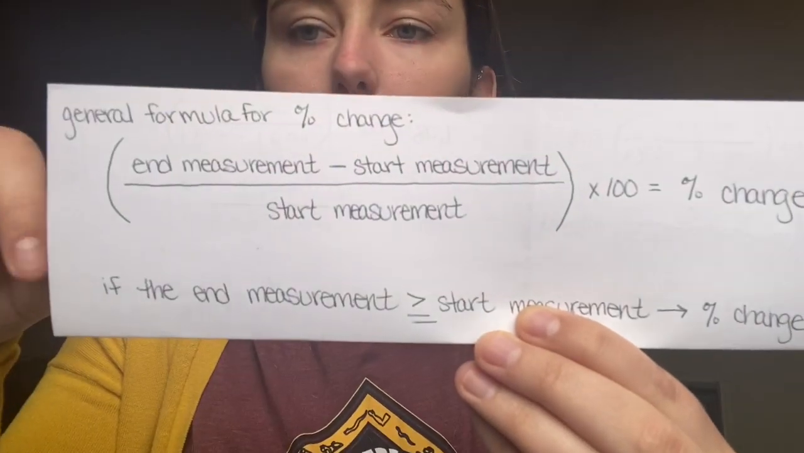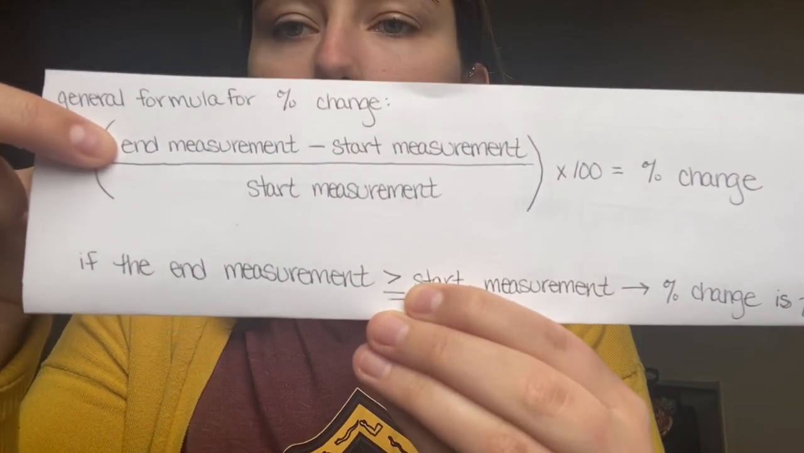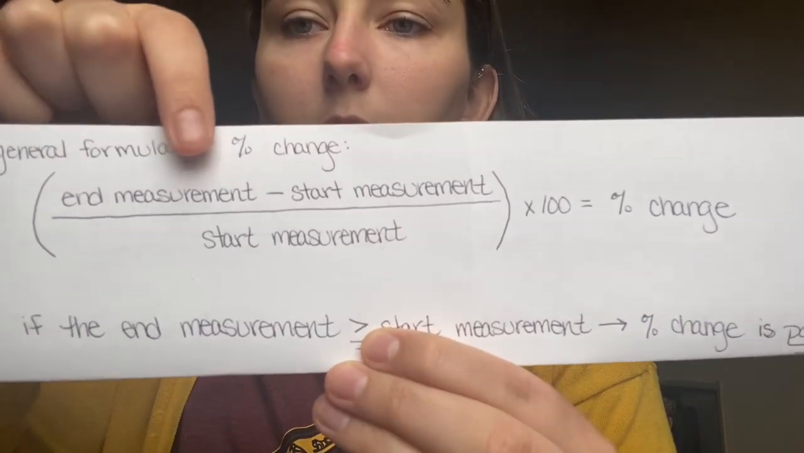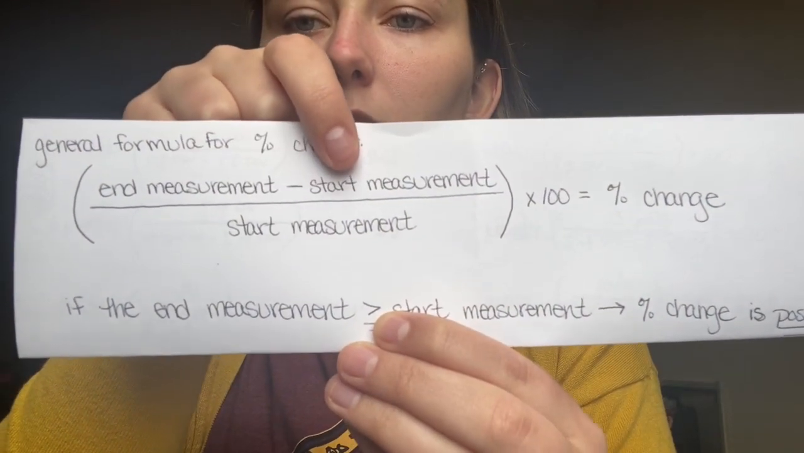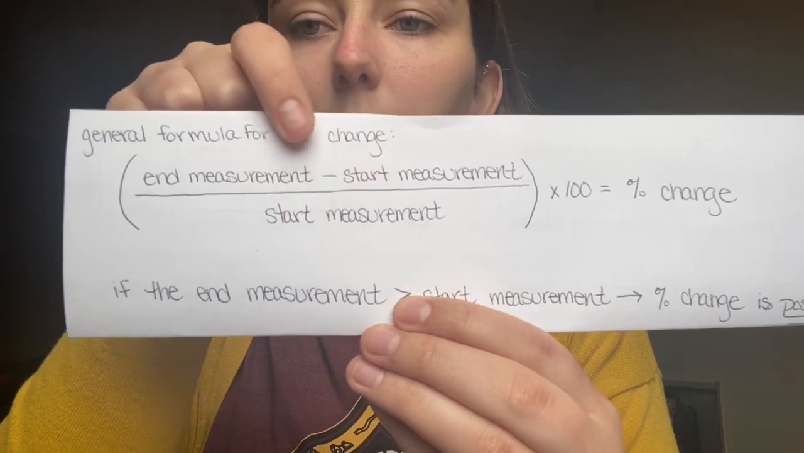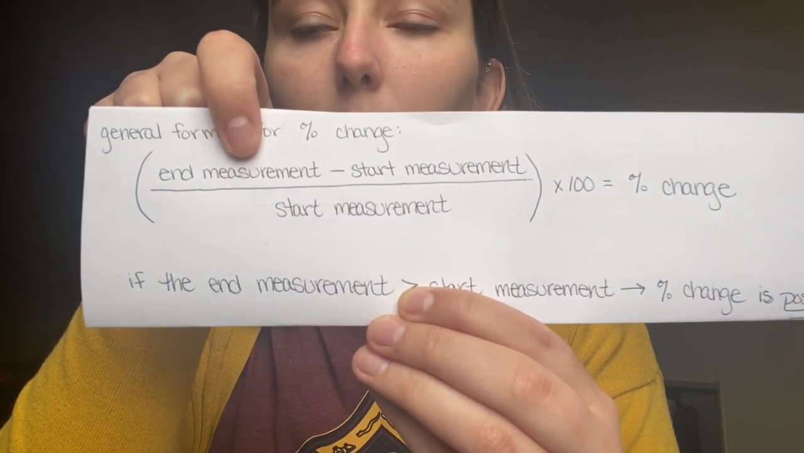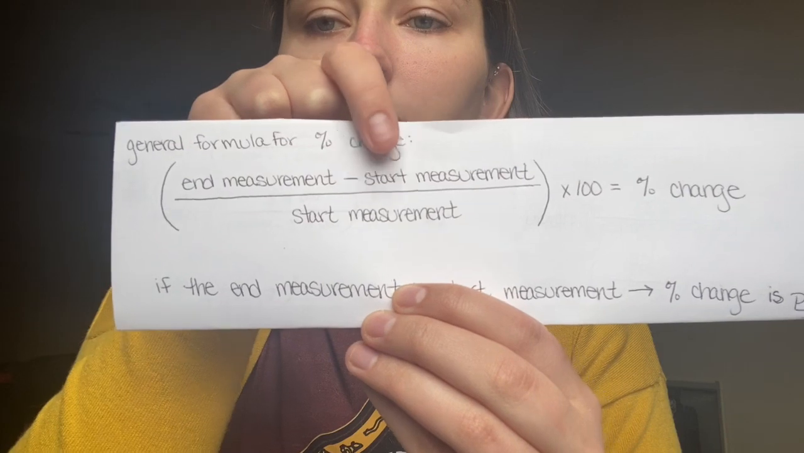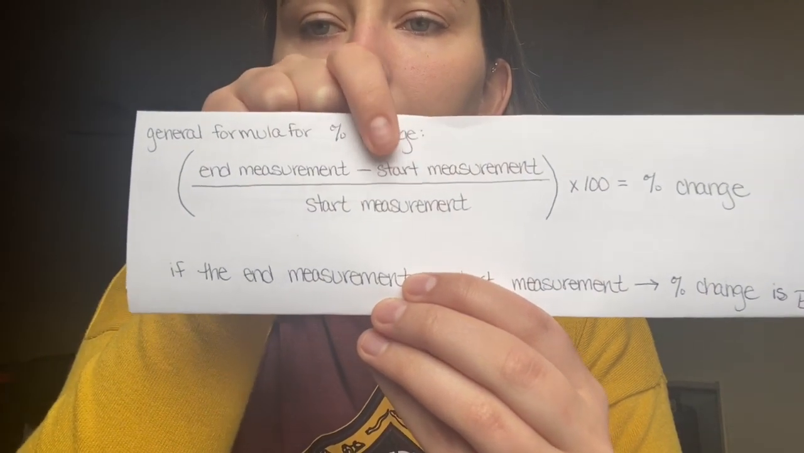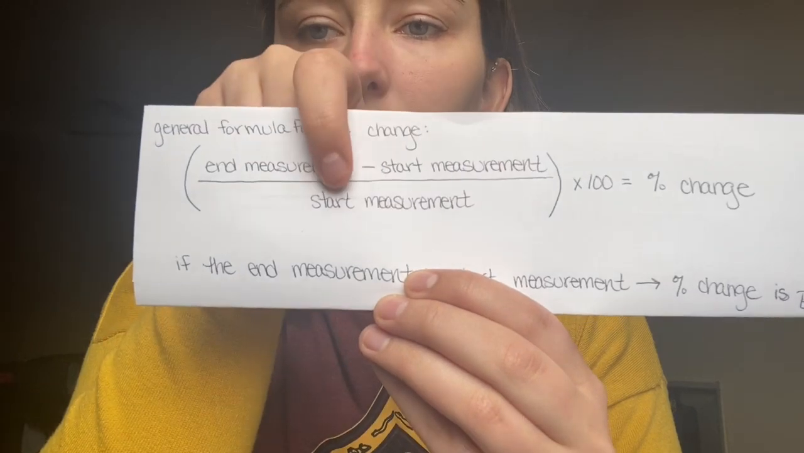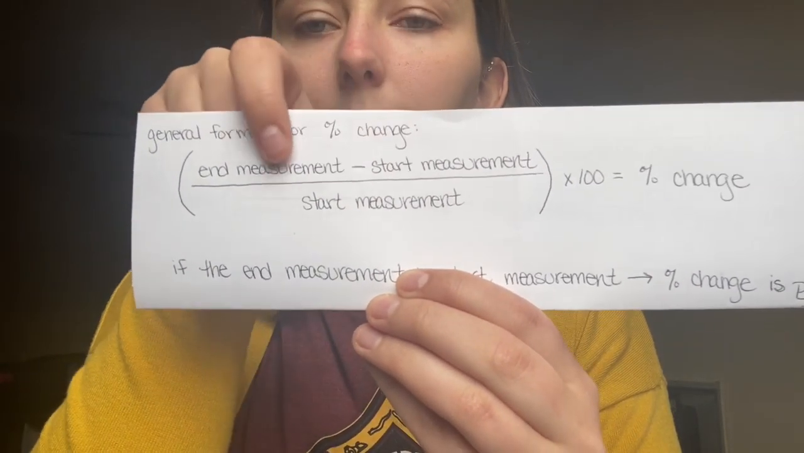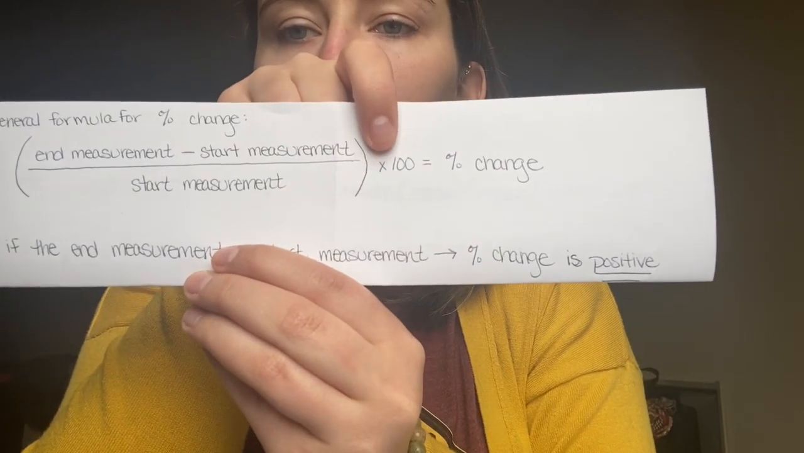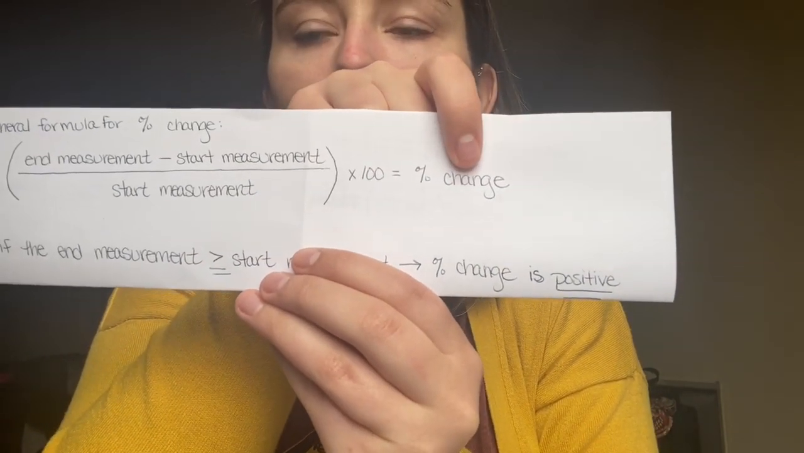I also went through and did my own little hint box that might help you guys. So in general, what you have is your end measurement, the measurement that you took on day 2, and you're going to subtract the start measurement. So let's say day 2 height. I start with day 2 height minus my start height, and then I divide that answer by my start height. I do all of that, and then I will multiply by 100 to get the percent that it changed.